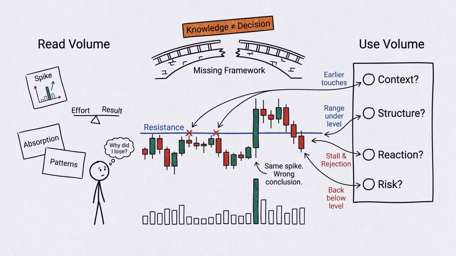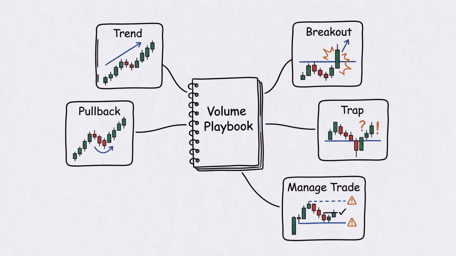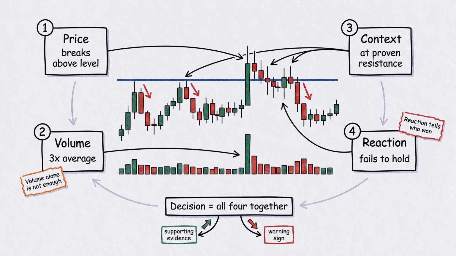in trading decisions. In the previous video, we covered the foundation, how to read volume correctly. This video is the practical playbook, how to use volume to judge a trend, filter a pullback, confirm a breakout, detect a trap, and manage an open trade. 4 elements: price, volume, context, reaction. Every decision in this video comes back to that.